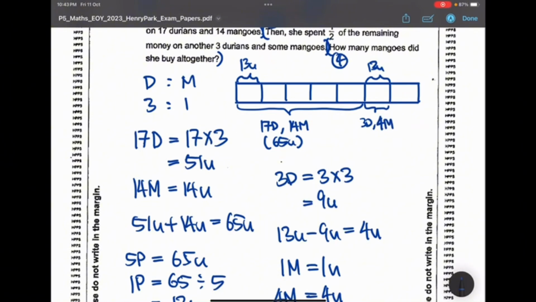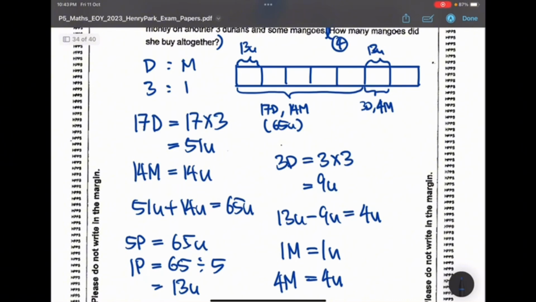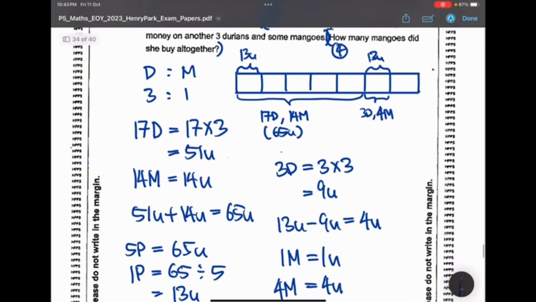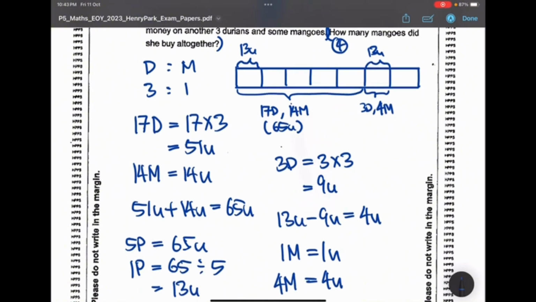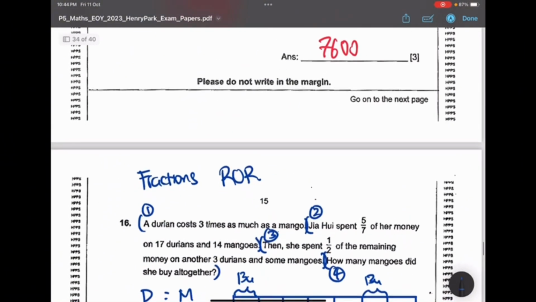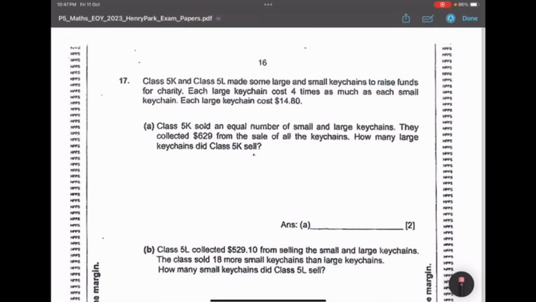So now I know that this is actually 4 mangoes. Looking at the total number of mangoes, going back to the question, it says how many mangoes did she buy altogether? So what I'm going to do is to look at what I have over here and what I have over here, which is 14 mangoes. 14 mangoes plus 4 mangoes would simply give me 18 mangoes. And this is my answer for question number 16. Alright, moving on to the last question, question number 17.